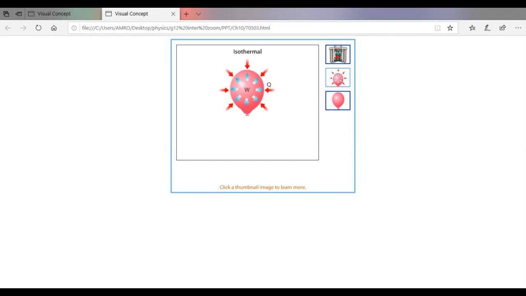So we have here the isothermal process as the balloon idea, which we go with for the high building.